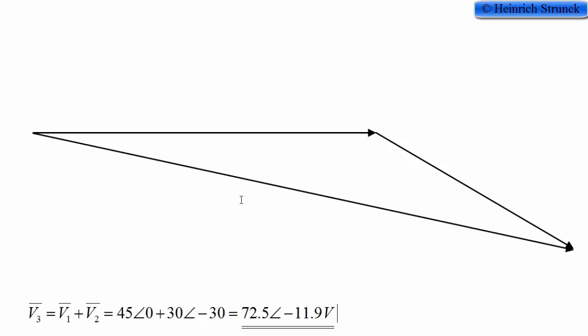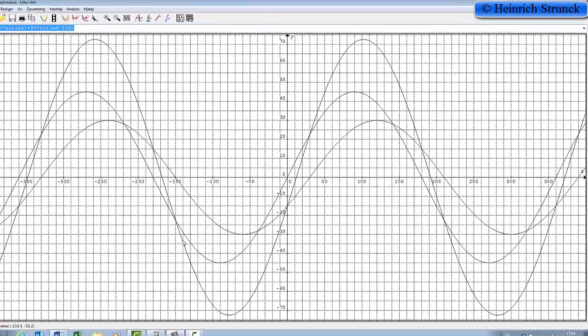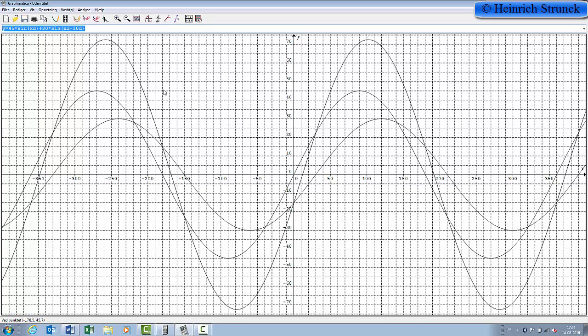So now, using vectors, calculations, documentation, how we use the calculator, and also how we use Graphmatica to make some sine curves. That's all.